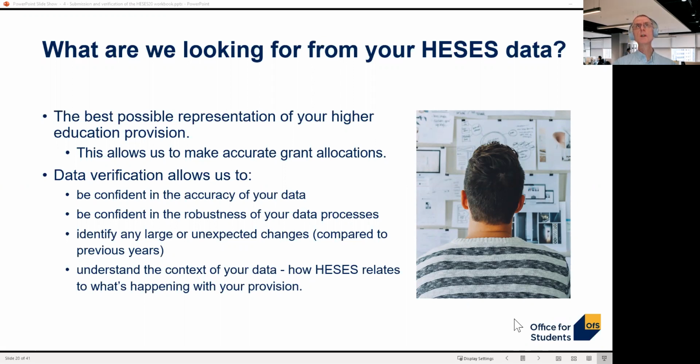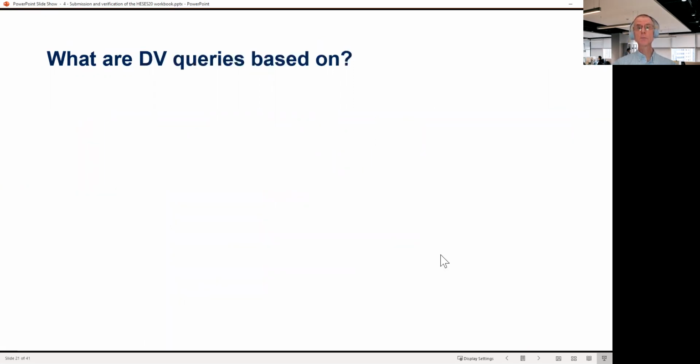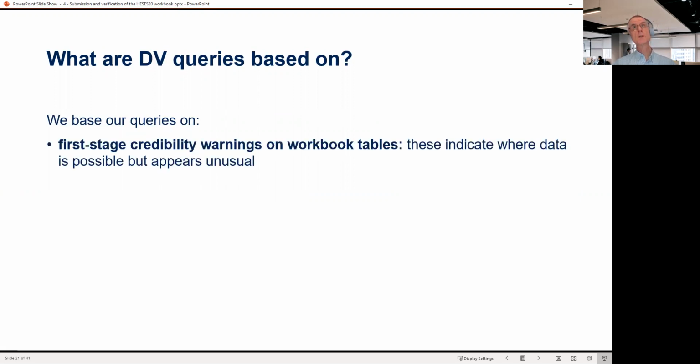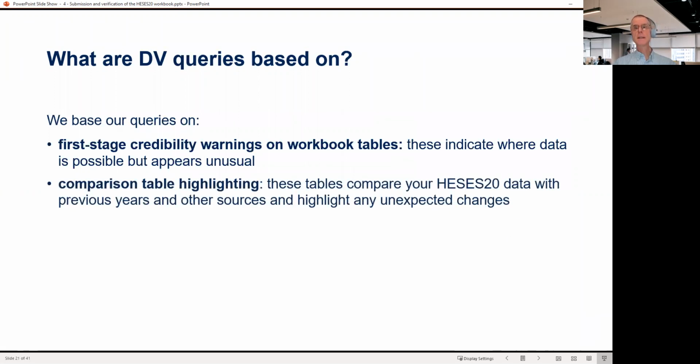So, what are our data validation queries based on? Well, these are the areas from which the data verification queries are generated. The first is stage credibility warnings on the workbook tables that we've already mentioned. This is where data is possible, but is perhaps slightly unusual. Then comparison table highlighting. We've mentioned the comparison tables a little earlier, but we haven't really said much more about them yet, and they're not something you enter data into. They're automatically filled in, but we'll talk about those a little bit more in a moment or two.